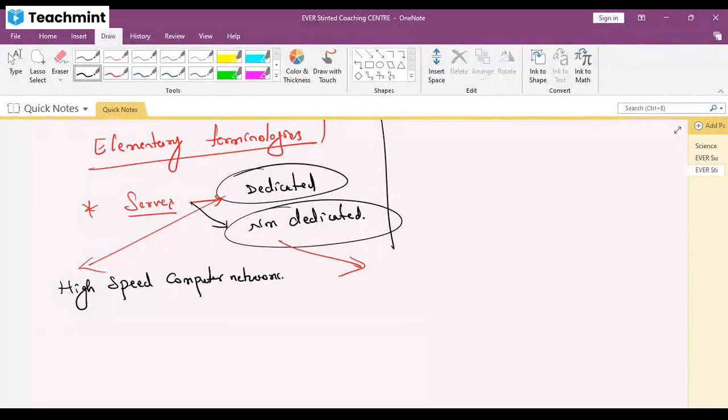I'll give a small general example for this dedicated server. Now, see, you have a hotel. Can you do all the work without any other employees? Is it possible? You only a cook, you only a chef, you only a security guard, you only a manager. Is it possible that you alone can perform all the activities of that hotel?